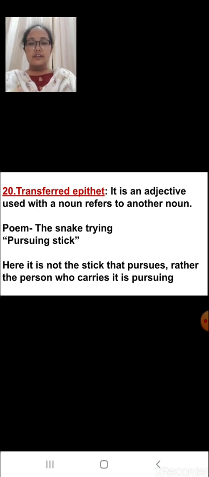The 20th is transferred epithet. It is an adjective used with a noun that refers to another noun. For example, in the poem The Snake Trying, "pursuing stick." Here it is not the stick that pursues, rather the person who carries it is pursuing.